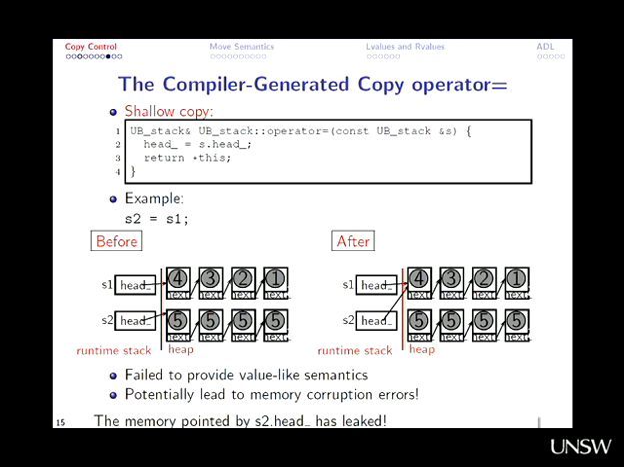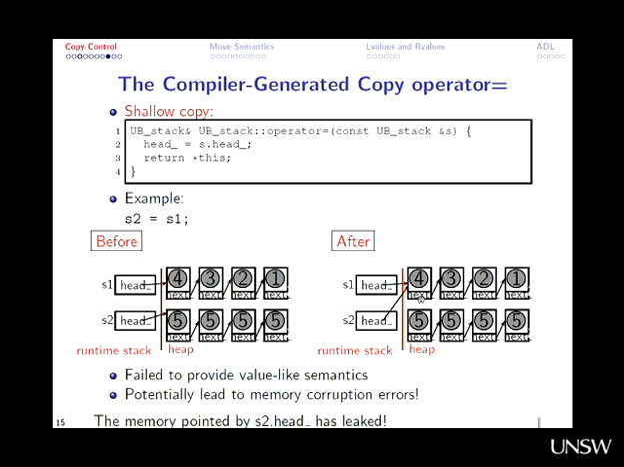Okay? And so before, we might have 2 stacks. And now we want to assign stack 1 to stack 2. So we want to replace what's inside stack 2 with everything inside stack 1. The compiler-generated copy assignment operator moves the head pointer and leaves all this other data pointing to nowhere. And so again, we've leaked memory. And again, it's not working as we expect, okay?